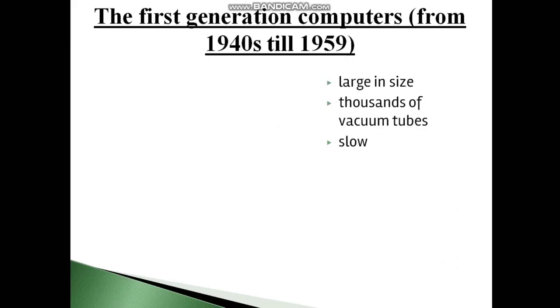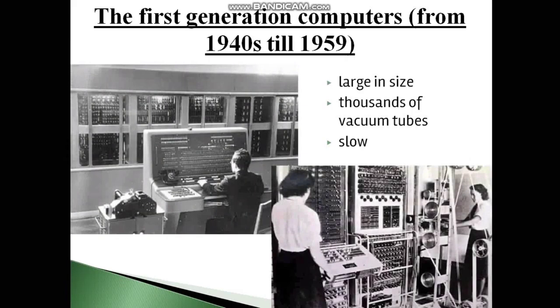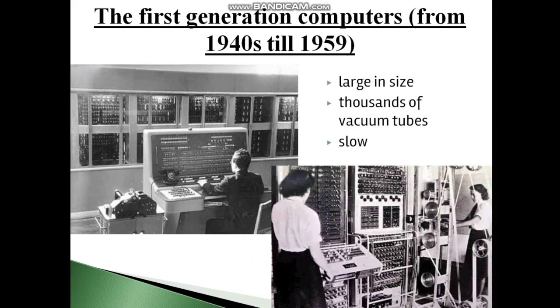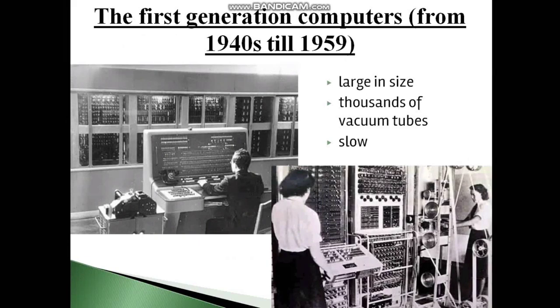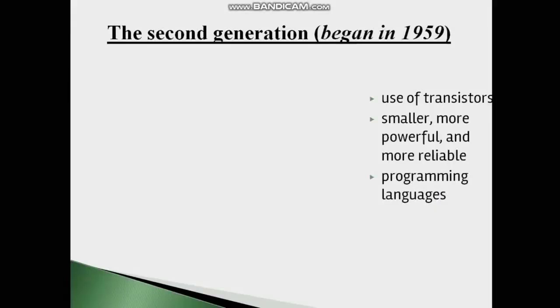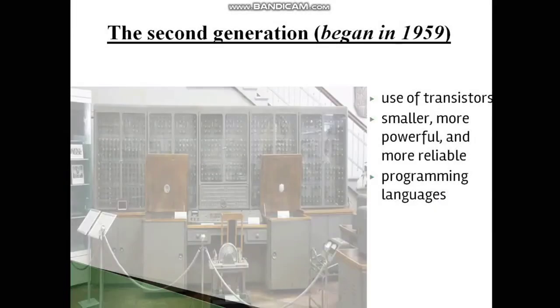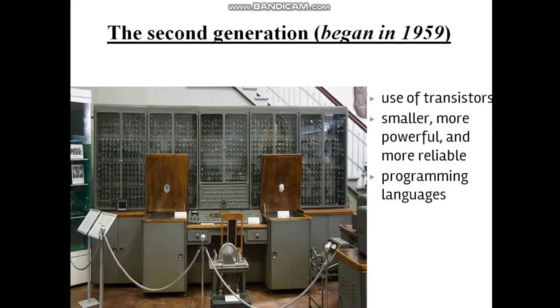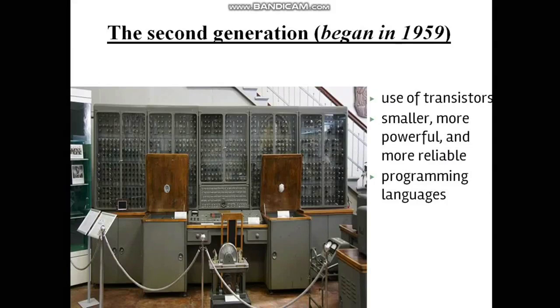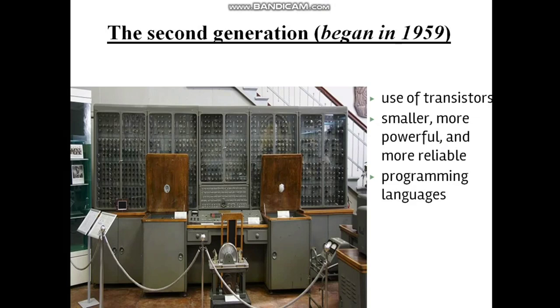There are 5 generations of computers. The first generation computers were from the 1940s till 1959. They were large in size, used thousands of vacuum tubes, and were slow. The second generation began in 1959. They used transistors, and were smaller, more powerful, and more reliable.